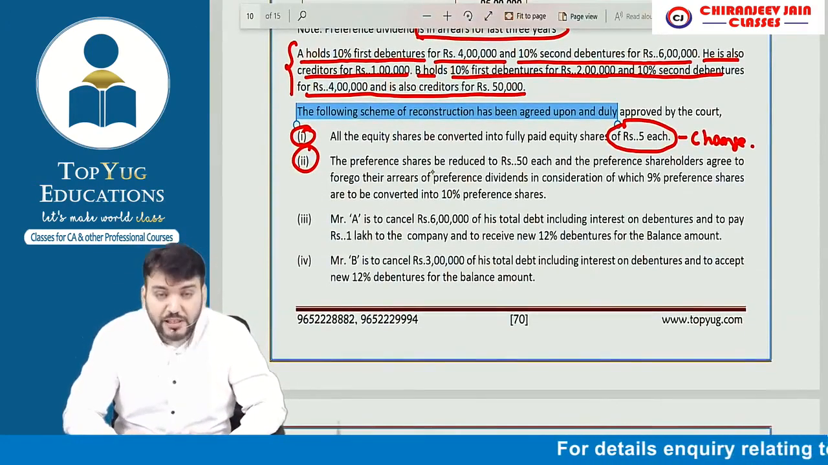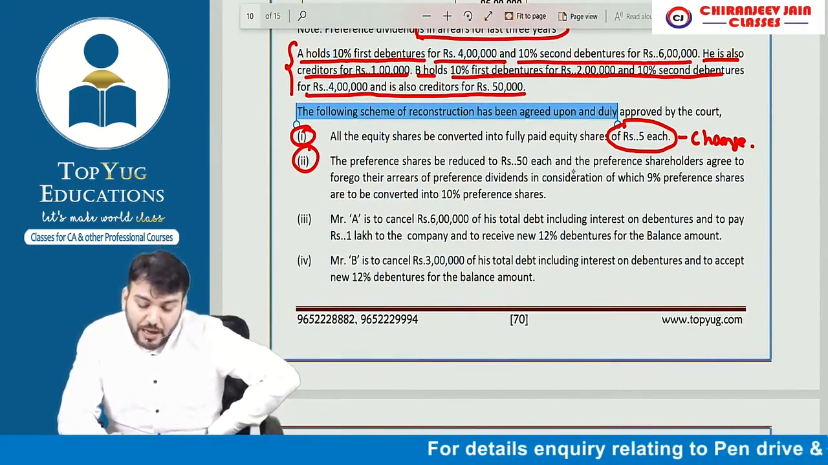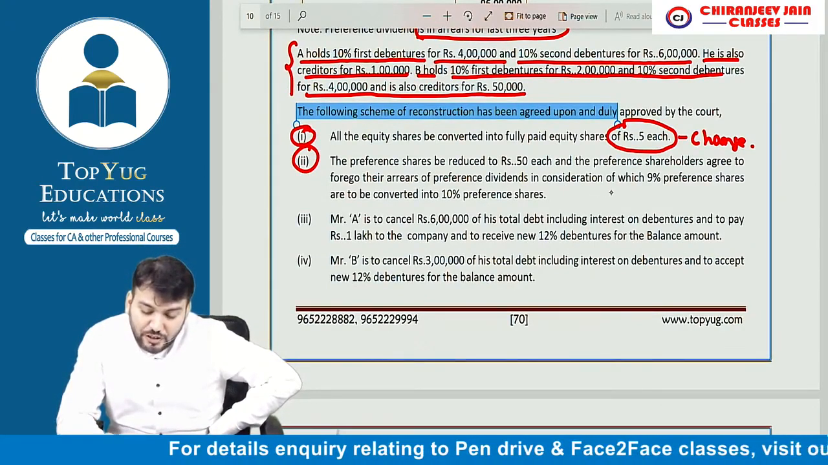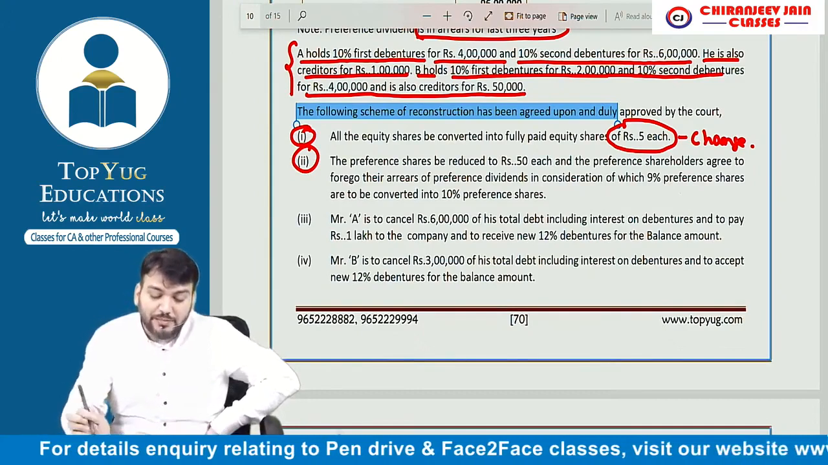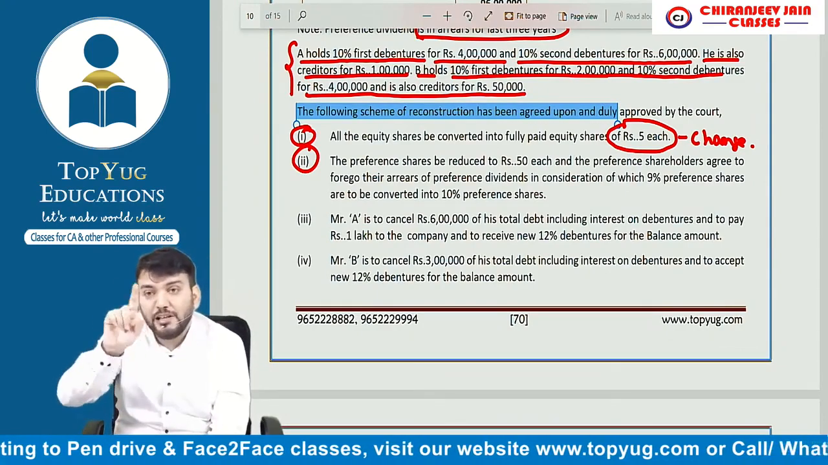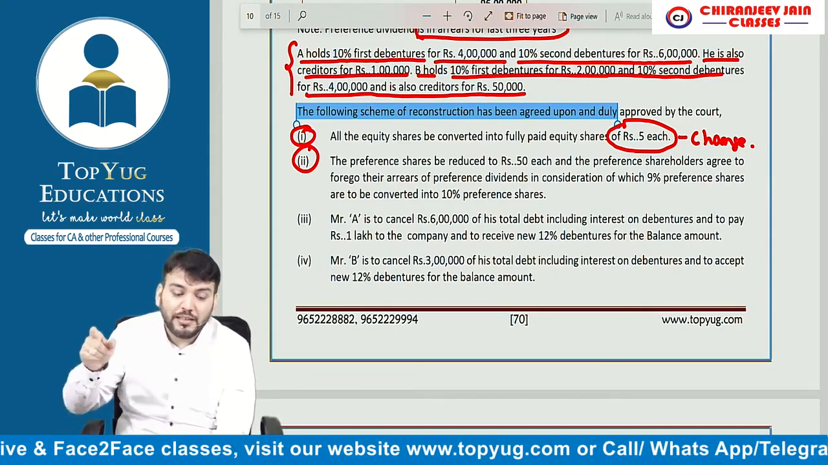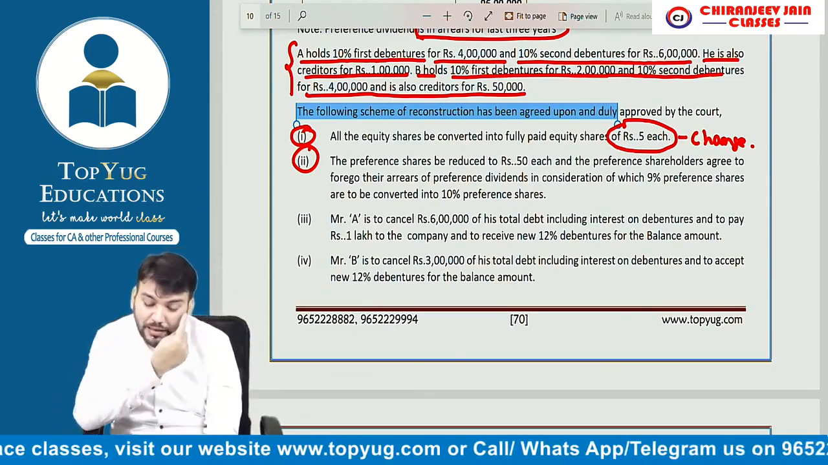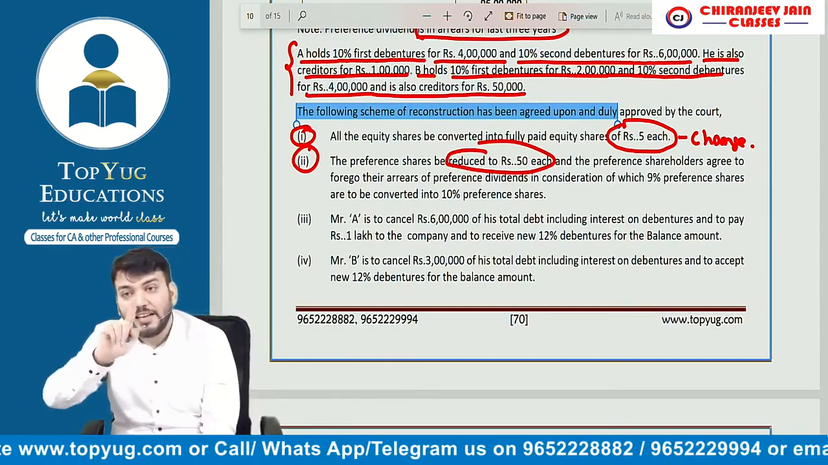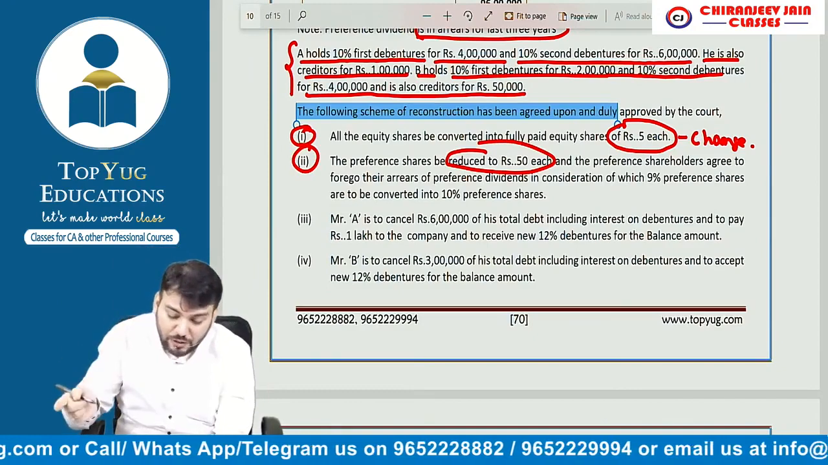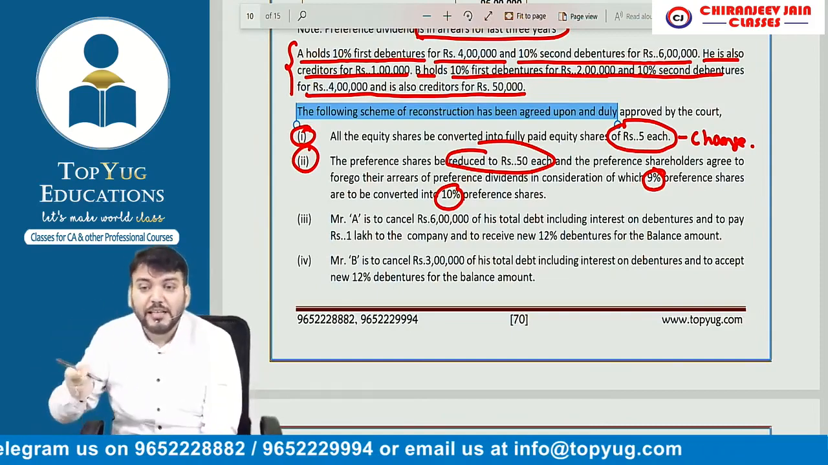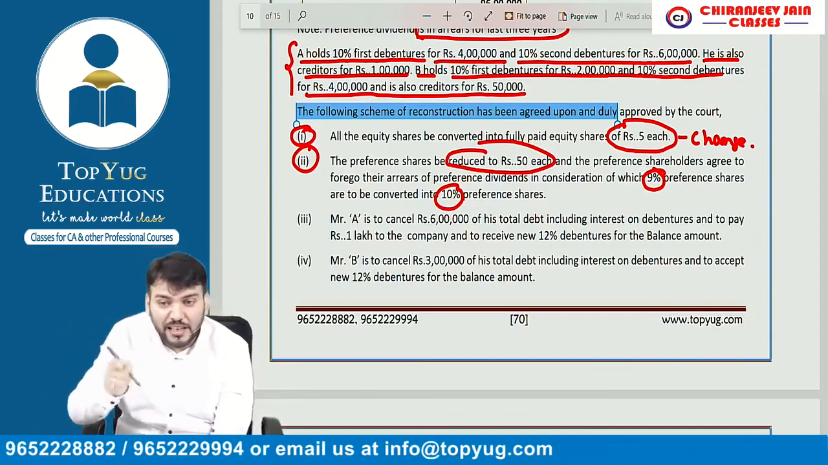Then the preference shares to be reduced to rupees 50 each, and preference shareholders agree to forego their arrear of preference dividend, in consideration of which 9% preference shares are to be converted into 10% preference shares. Means three information, three changes hai. First, face value has been changed with reduction of paid up capital. So from rupees 100 it becomes 50, and it will be reduced also. Then their rate of dividend will also change. So from 9% it will become 10%, जब वो arrear of preference dividend को cancel कर देंगे, means they will waive it.